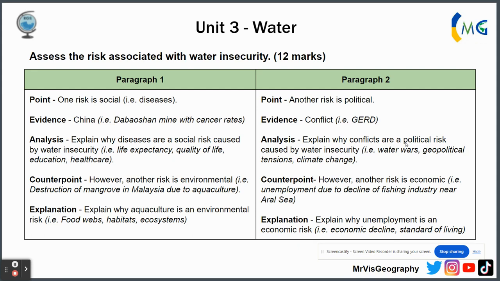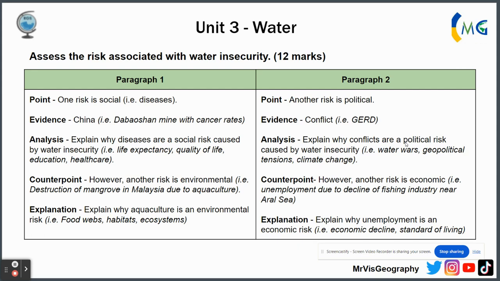For instance, one risk associated with water insecurity is social. Think of diseases, and think of the mine in China that led to increased cancer rates in the region. Explain why diseases are a social risk of water insecurity: think of the impact on life expectancy, quality of life, education, and healthcare. Then counterpoint that by saying, however, another risk is environmental. There you could talk about the destruction of mangroves in Malaysia due to aquaculture, and explain why this is an environmental risk, because it destroys food webs, ecosystems, habitats, food chains, etc.